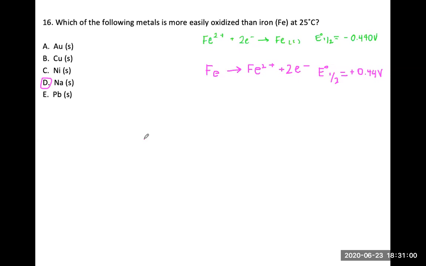And that's kind of the idea behind cathodic protection. If we were to coat iron in sodium, which would have its own complications, then the sodium would be oxidized before the iron.